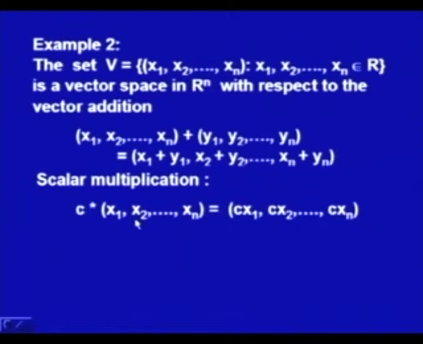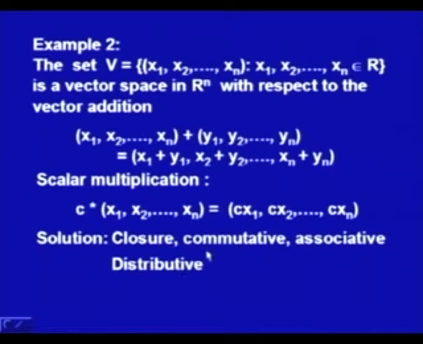So, if we define vector addition in this way and scalar multiplication in this way, then one can very easily check that this is also a vector in V, this is also a vector in V. So, addition is closed and scalar multiplication is closed. One can very easily check all other properties A1 to A8 for this set, and one can prove that this is also a vector space.